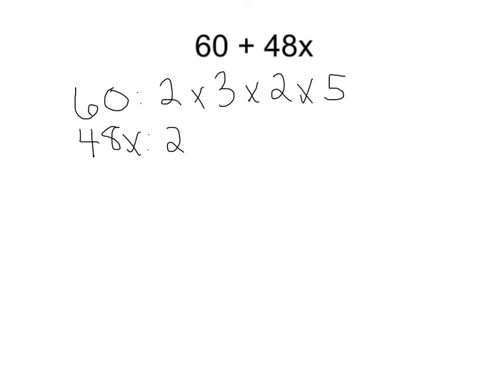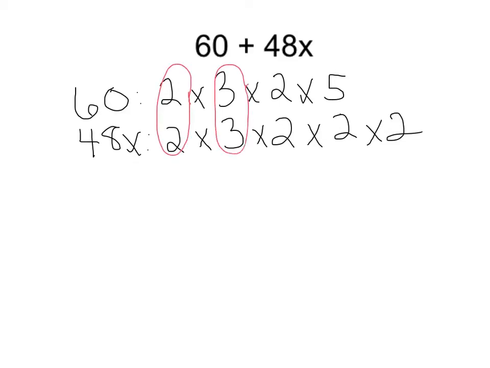So 60 is finished. 48 divided by 2 is 24. 24 will have a 3 in it. 24 divided by 3 is 8. 8 can be factored into 2 and 4, and 4 can be factored into 2 times 2. So what these two numbers have in common, we have 2, 3, and 2 again. So our greatest common factor is going to be 2 times 3 times 2. 2 times 3 is 6, 6 times 2 is 12, so our greatest common factor is 12.